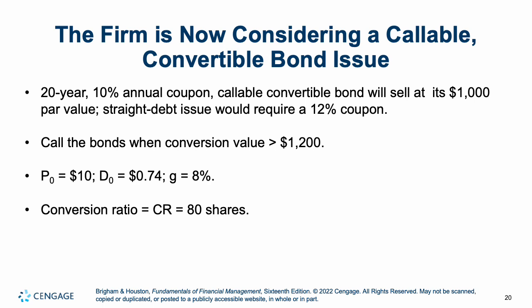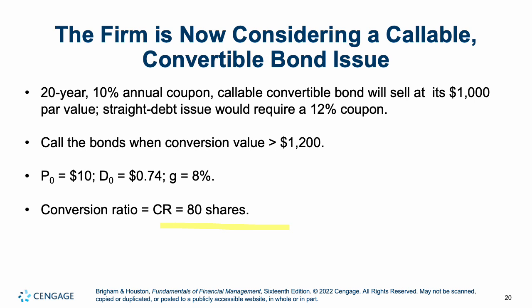The conversion ratio here is going to be 80 shares. How do we get that? Just simply take 1,000 and divide it by our share price. Remember, our share price from the previous slide was $12.50. So you divide 1,000 by $12.50 to get 80 shares, meaning your $1,000 bond can get converted into 80 shares if you converted it.